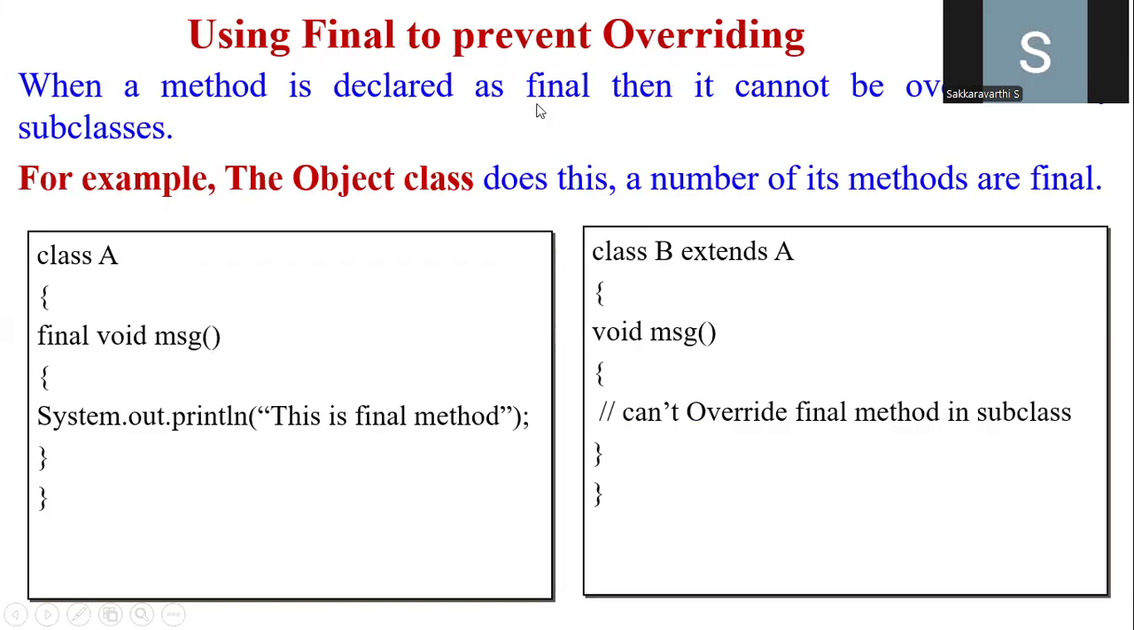When a method is declared as final, it cannot be overridden by a subclass. For example, in the Object class, a number of methods are final. Here I am giving one more example: class A, final void message. Here the message method is final, so it cannot be overridden in the subclass. Here in the B class, I'm trying to override the method message, but it throws an error.